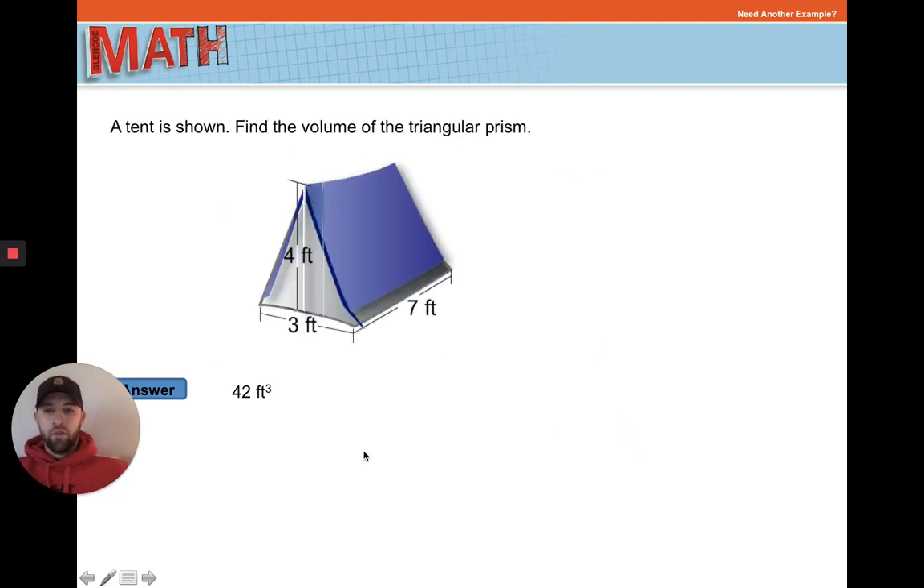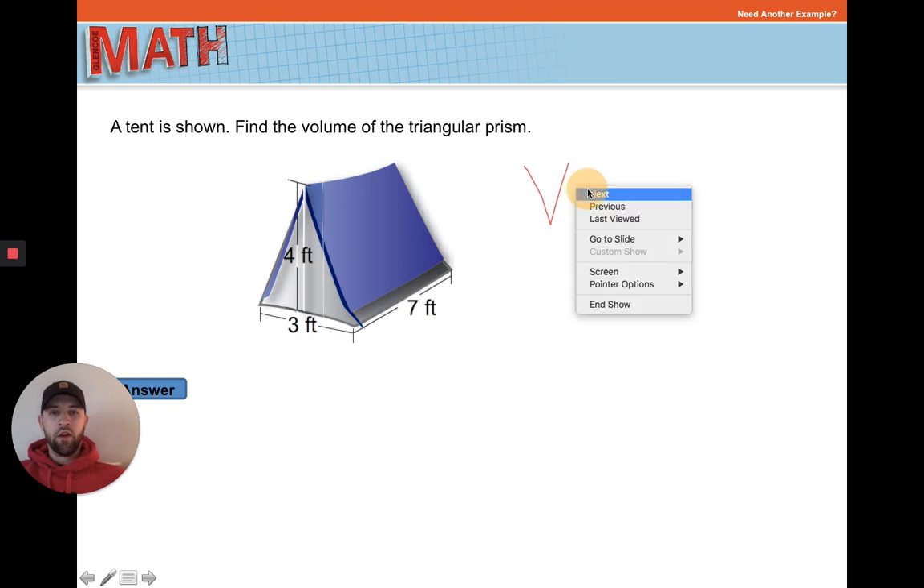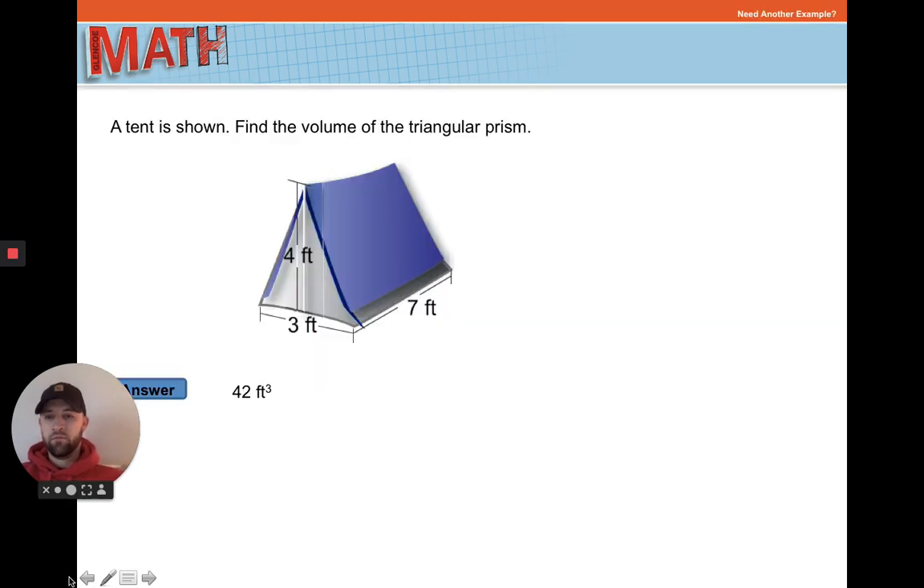All right, I believe this is the last one. So let's go ahead and work through this one again. Let's talk about this. Volume of a triangular prism is equal to, oh, what happened? Sorry, lost my pen there. Volume of triangular prism is equal to the base, the area of the base, times the height of the triangular prism.